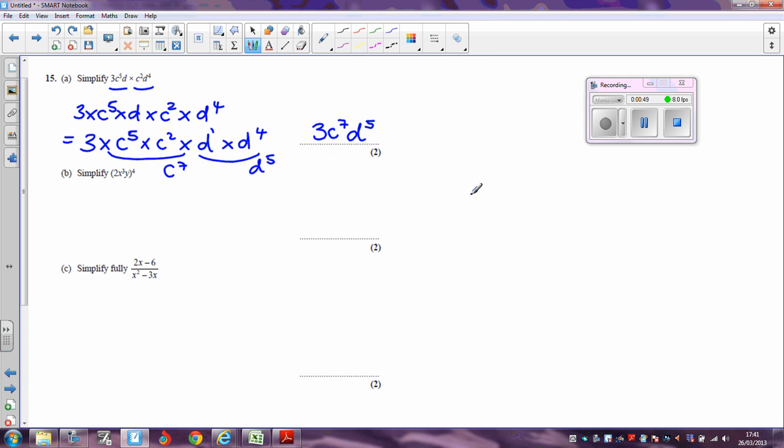Okay, next one uses the fact that if you've got two numbers multiplied together to a particular power, then you remove the brackets by doing a to the power n times b to the power n. That's essentially what we're doing here. So I'm going to take each of those things, first of all the 2, and I can write that to the power 4. Then the x cubed can also be written to the power 4, and then the y is also written to the power 4.